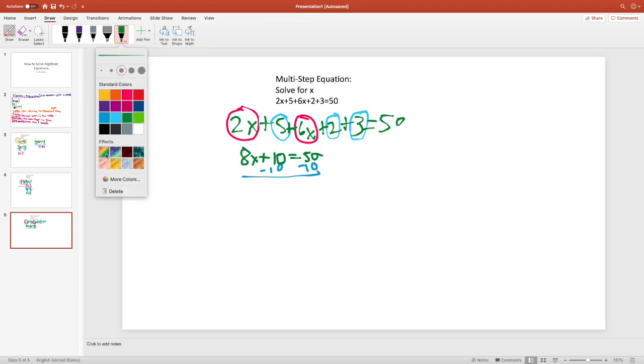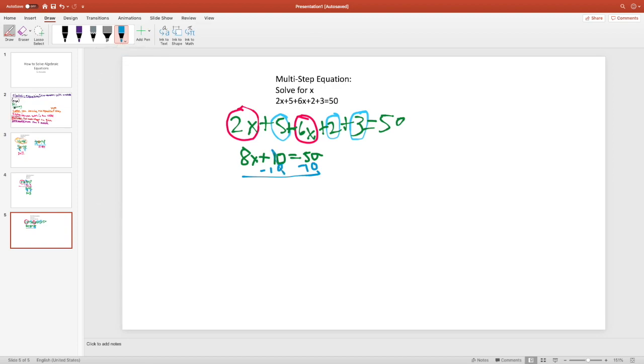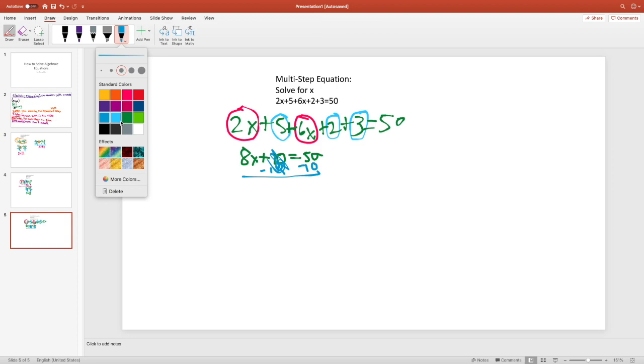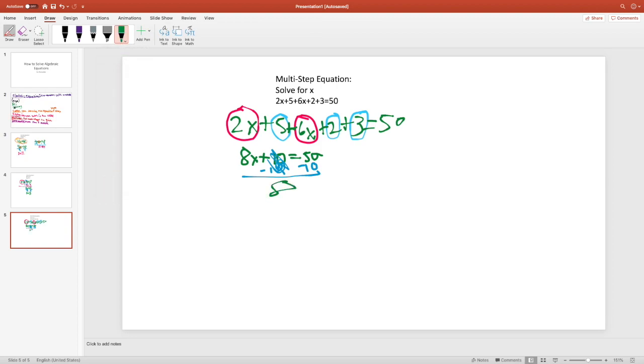Let's use a different color. So these cancel out. And the answer we get is 8. Oh god, that's ugly. I'm sorry, I can't draw. So we get 8x equals 40. So after we do this, I think you guys know what we're going to do.